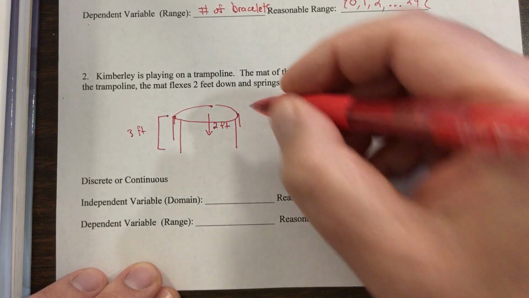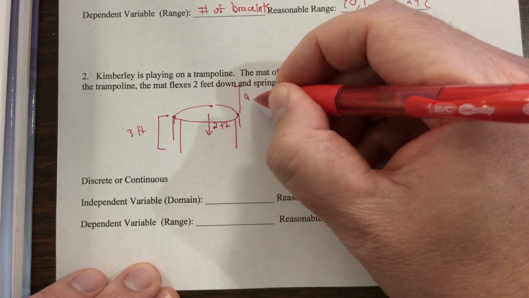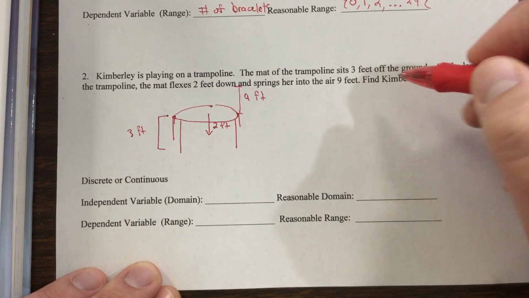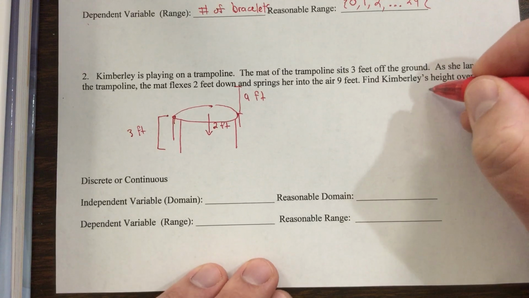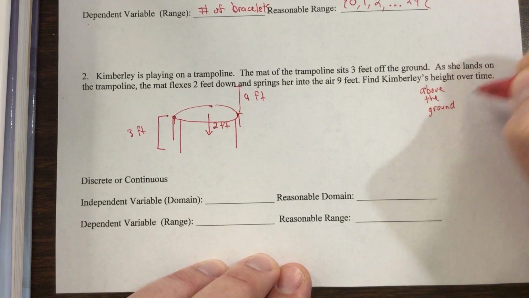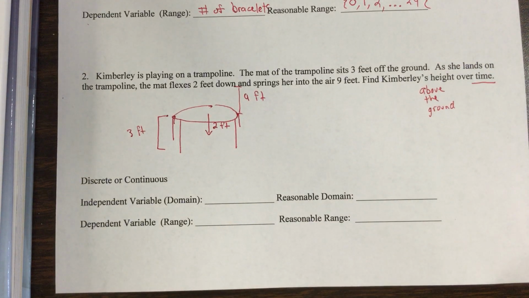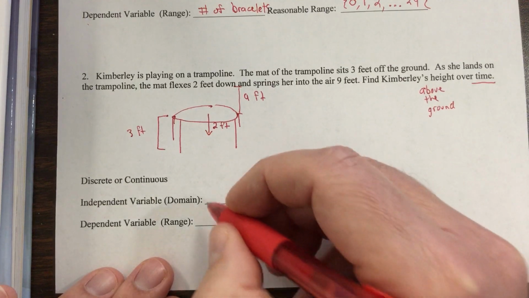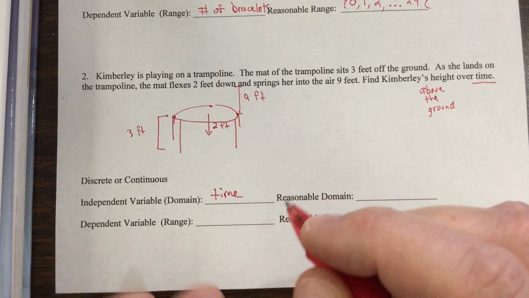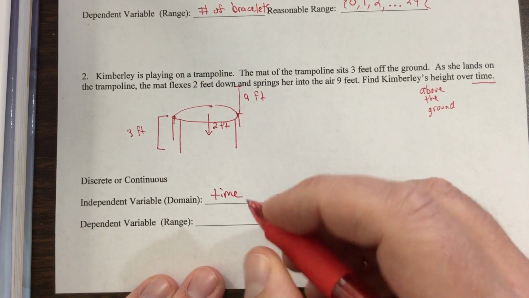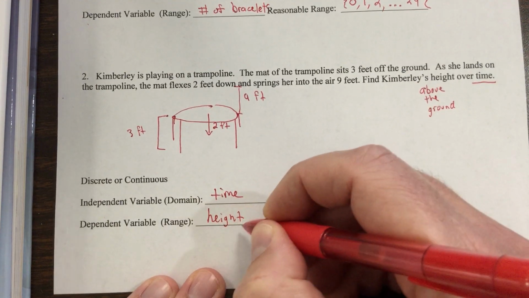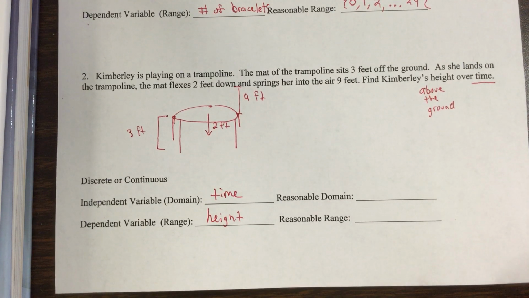And it springs her in the air at 9 feet, so she can get up to an additional 9 feet above the trampoline. Find Kimberly's height above the ground over time. Our independent variable is time. That's almost always the case, especially in science class. The independent is time, and the dependent is height. Your height is going to depend on the time since you're jumping.